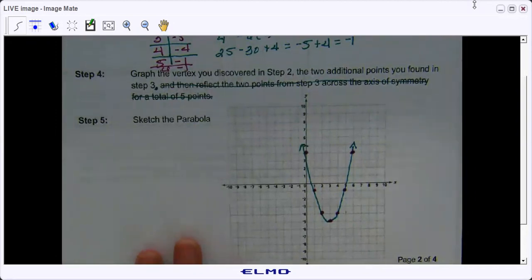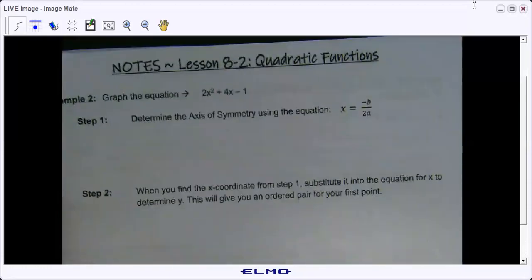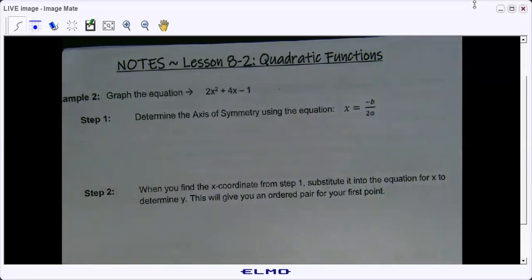Okay, so we're going to go ahead and move on to example 2. What I would like you to do is try to use this axis of symmetry equation on your own. Using the quadratic equation that you're given, find the axis of symmetry. Okay, so everybody's going to work on that right now.